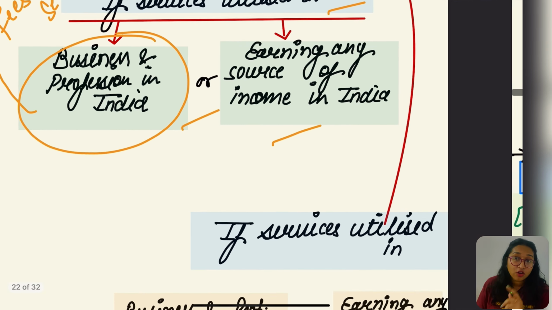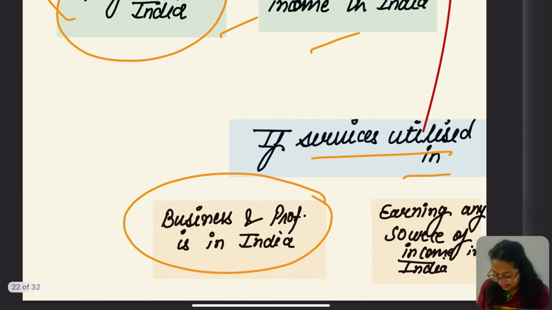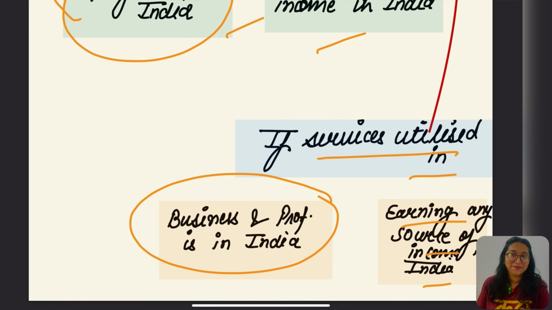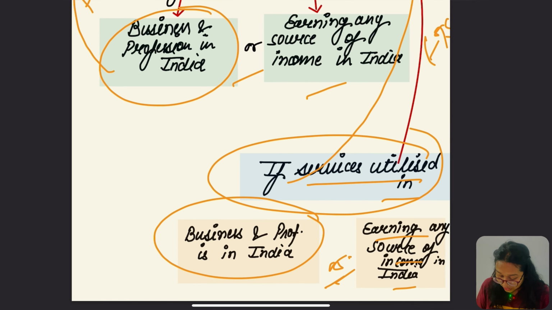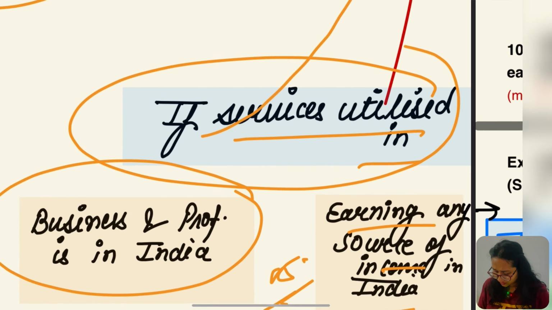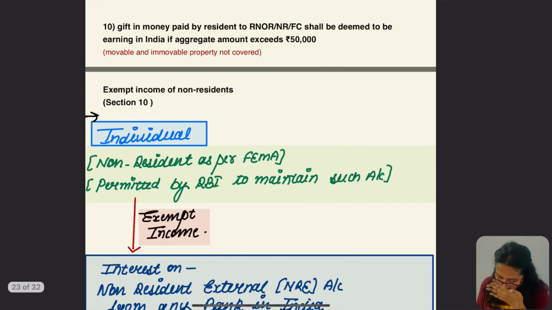Okay, what if the case of non-resident? For non-resident, if the service is utilized in business and profession in India and earning any source of income in India, same point. For this point also, it is saying if FTS is earned by a non-resident, if services are utilized in business and profession in India or earning any source of income in India, from which the non-resident is getting the fees for technical services, in that case this income earned by the non-resident would be deemed to be earned in India, right? Okay, hope this point was clear.